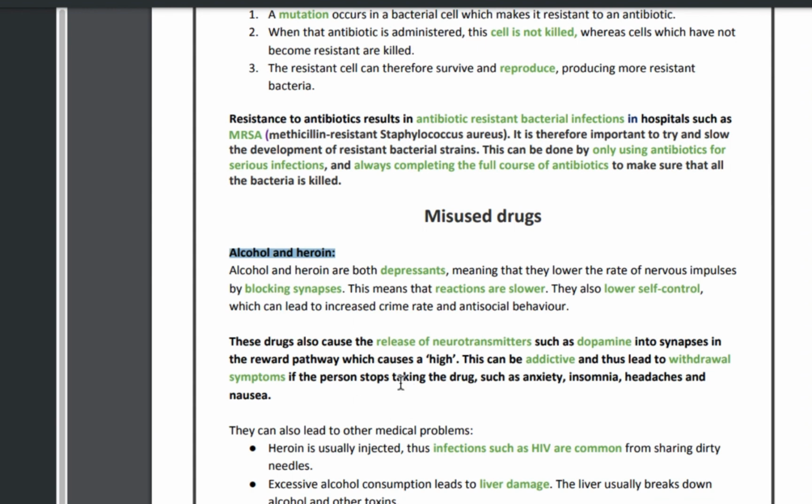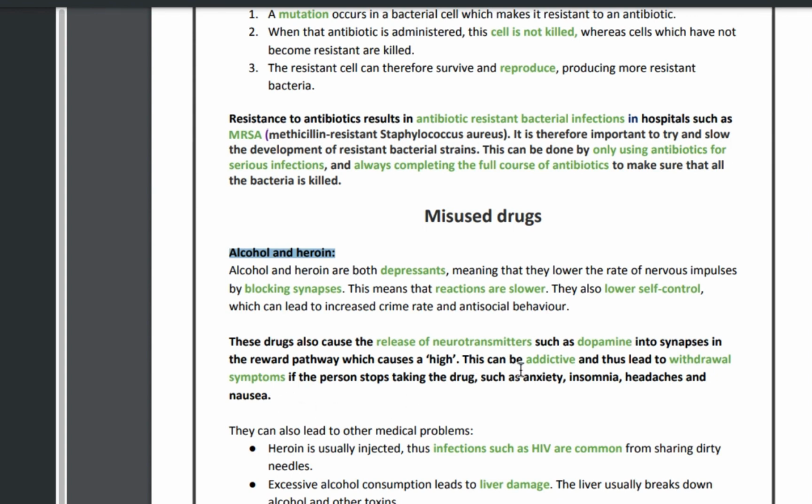So in your exam, they normally talk about heroin a lot. They always ask questions about heroin in IGCSE. So you should know what they cost, what they can give to someone, and when you try to stop them, what the effect you can get, which is called the withdrawal symptoms. When you try to withdraw, you get anxiety, insomnia, headache, and nausea.